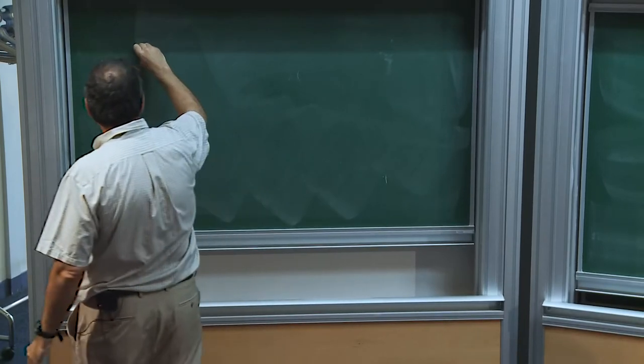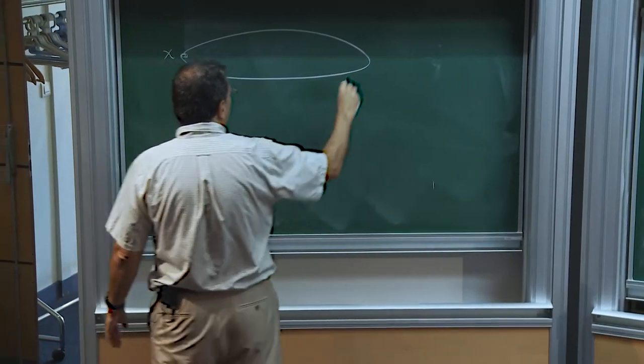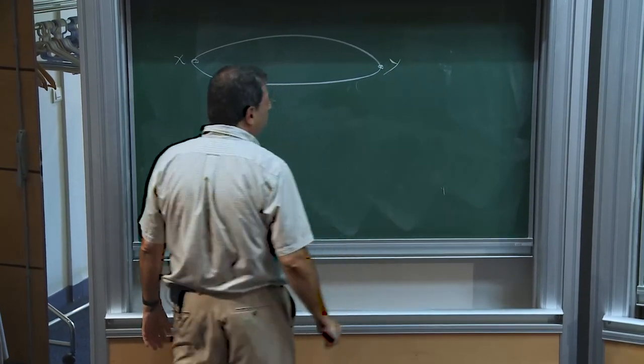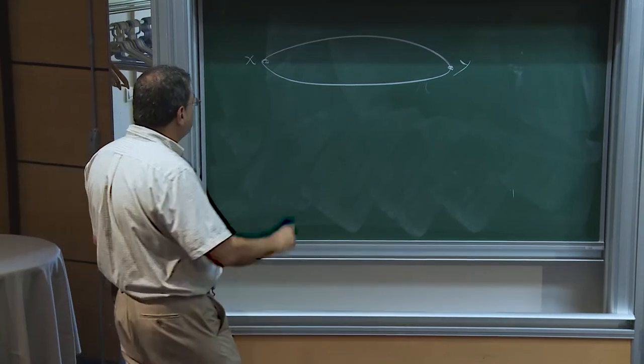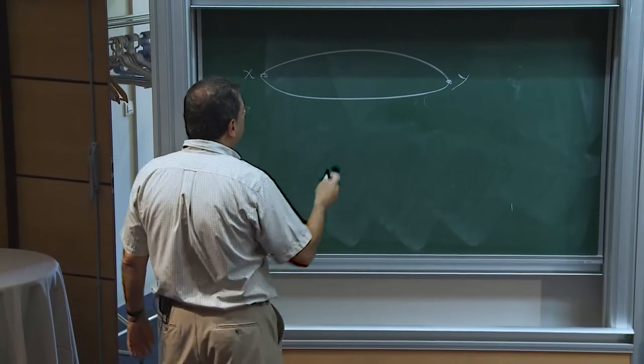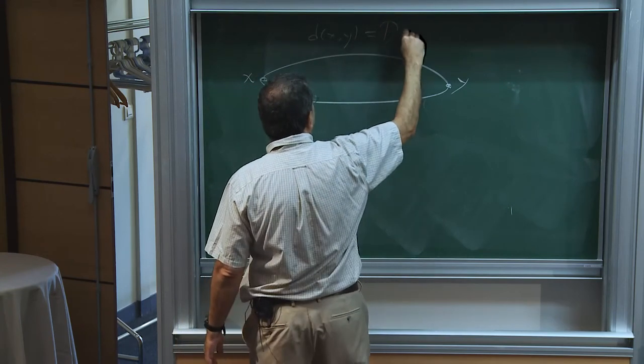So again, start with the same picture. Find in the graph. This application is for finite graphs, since I'm talking about diameter. Find x and y that realize the diameter. So the distance between x and y is capital D, which is the diameter.